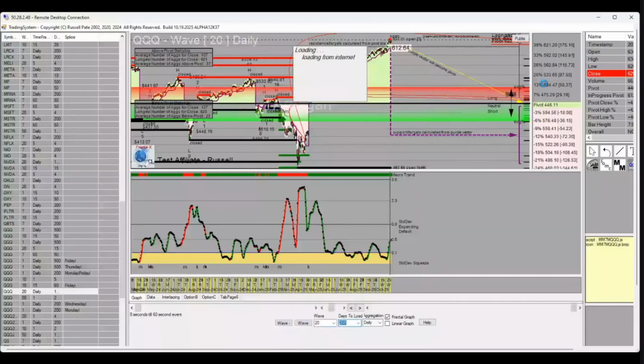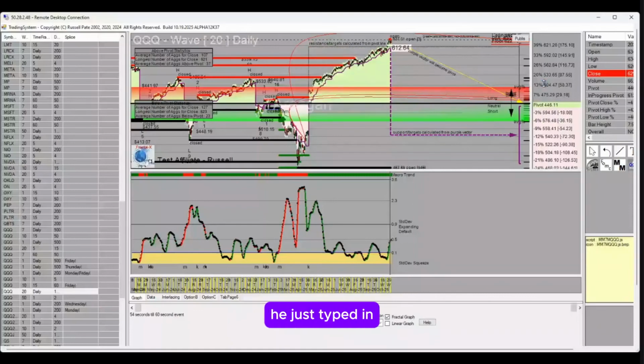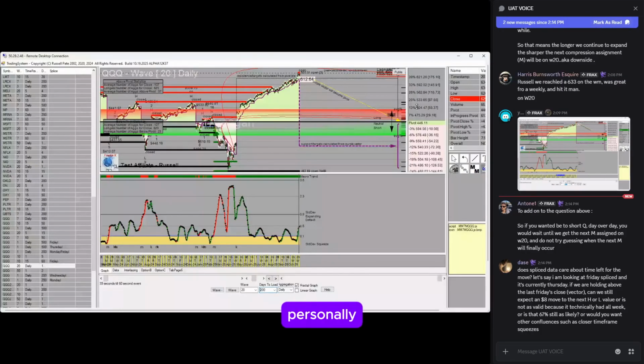Thank you, Russell. Just to add on to that question he just typed in: if you wanted to short QQQ day over day, you would wait until we get the next M assignment on the wave 20 and not try guessing when the next M will finally occur. That's probably a bit safer. When I guess myself personally, what I've found is I guess wrong.